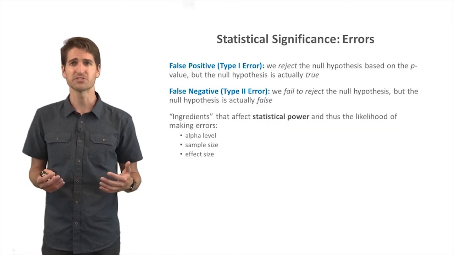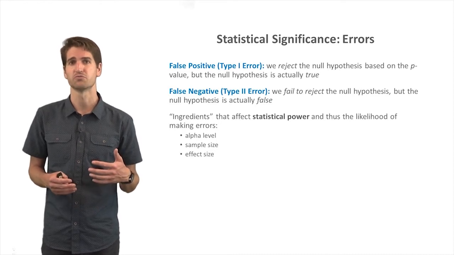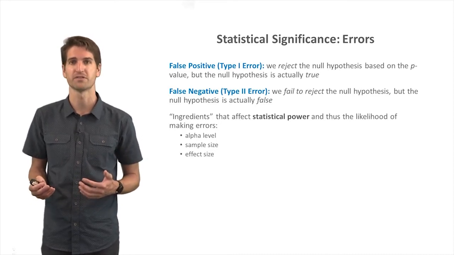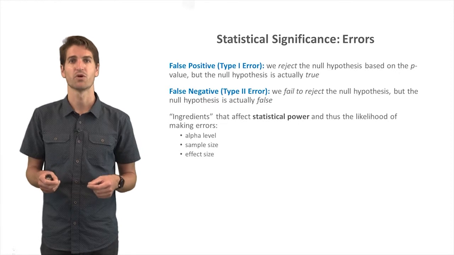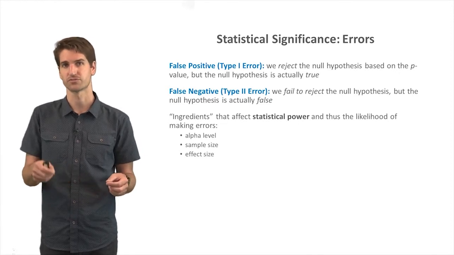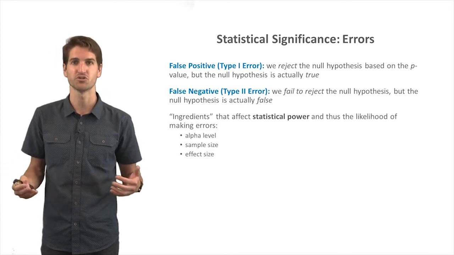So, when it comes to statistical significance, we also need to consider the fact that we're not always going to make the right decision based on our p-values, and there are going to be certain errors that we make. We can really distinguish between two sets of errors, which are referred to as false positives or type 1 error, or false negatives, which is sometimes referred to as type 2 error.